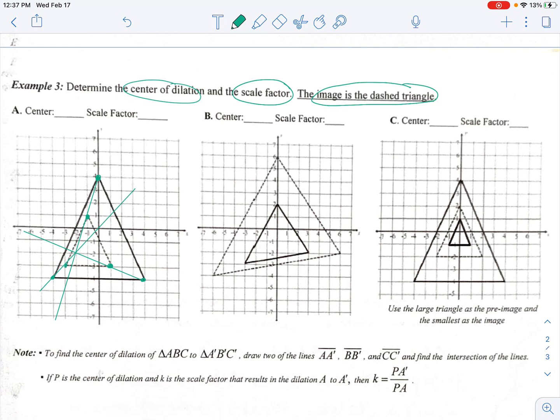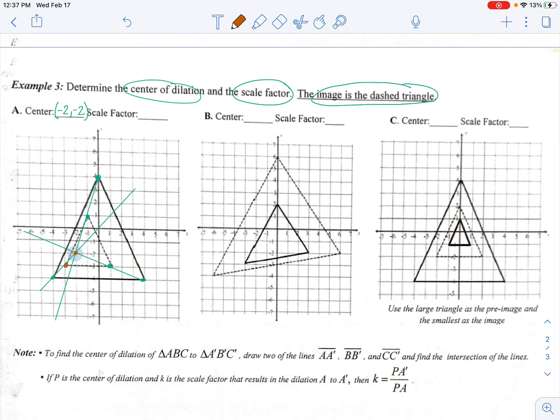Okay, and you'll notice all of our points are meeting right at that point there. And that point right there is -2, -2. So our center is -2, -2. Now here's how we find our scale factor. You're going to find the closest point to that point. So I'm going to say this is our center of dilation.